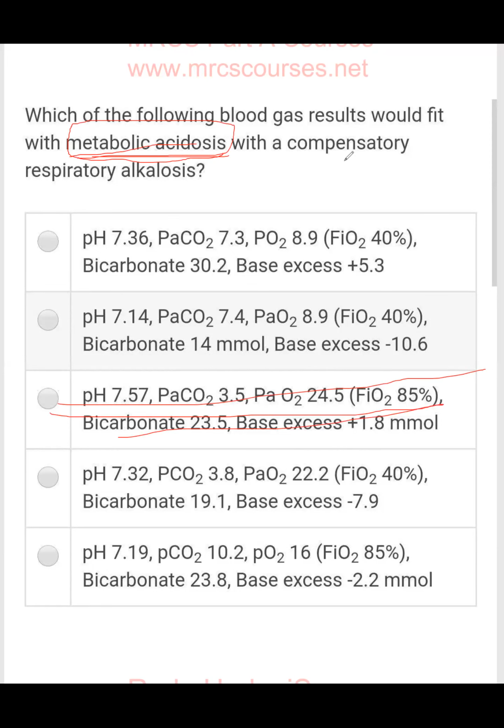Then we have these two only, because it asked about compensation, partial or full. So leave the question now. Metabolic, where is the metabolic loss of the acid? So how to search for this? Because of this case, we have to check the bicarbonate.